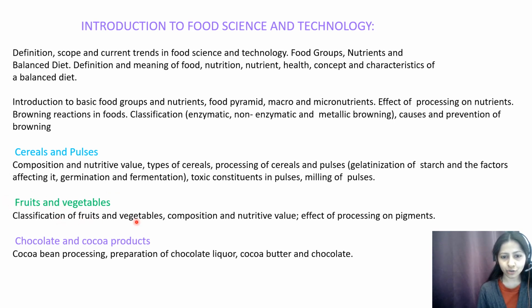Next, fruits and vegetables. So classification of fruits, compositions, nutritive values and effects of processing on pigments. Chocolates and cocoa products, so in this its processing is important. Then preparation, how this is prepared, this is important.